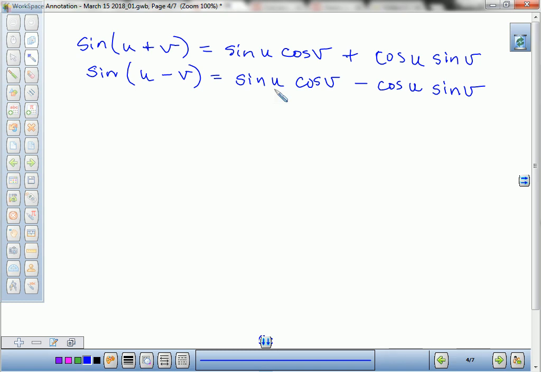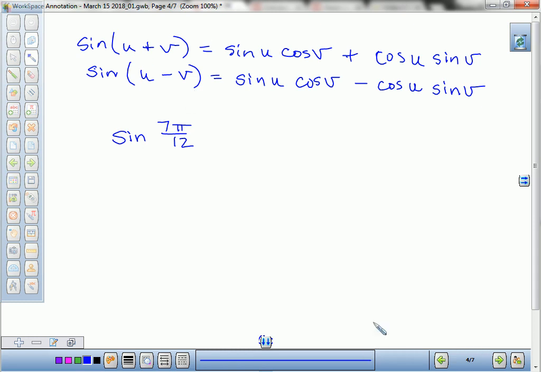I might have missed when you said this, but when will we use this kind of stuff? One, we're going to use it in proofs. Two, we're going to use it to find angle measures that you don't know. Right now, we're going to find sine of 7 pi over 12 using these two formulas without a calculator.